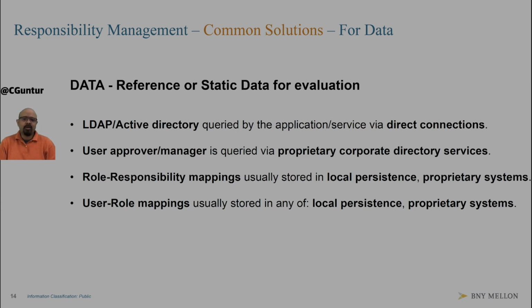For more corporate data, such as a user's approver or a user's manager, they could be queried through some proprietary corporate directory services made available. A role responsibility mapping and user role mapping storage is commonly in a local persistence, or if it exists, a proprietary system that holds this data for you. These were the different common solutions that we encountered for data.